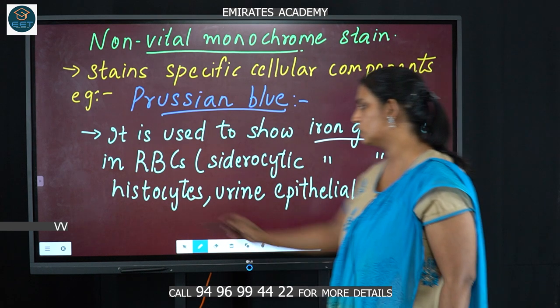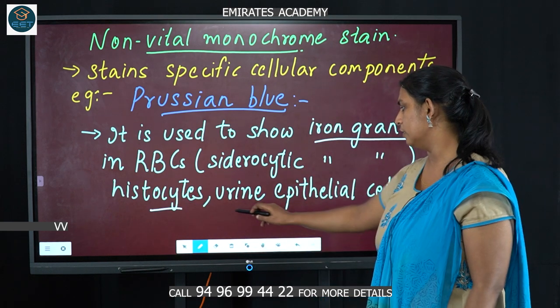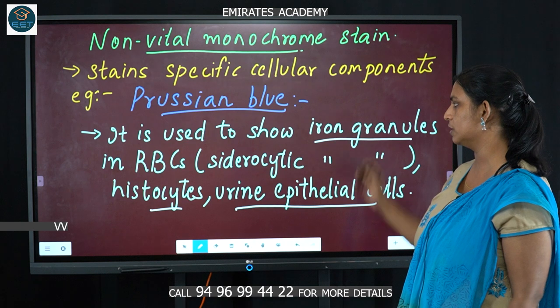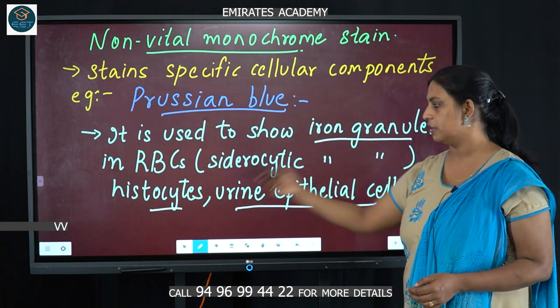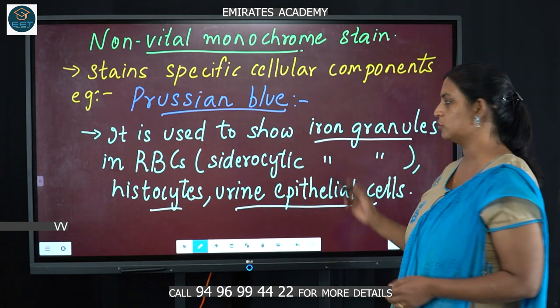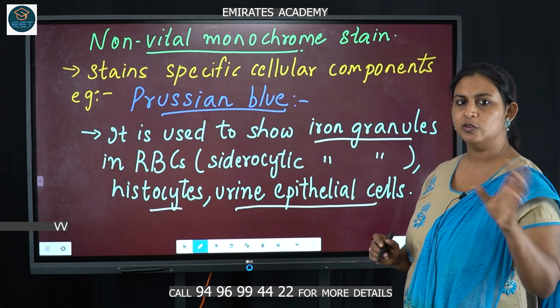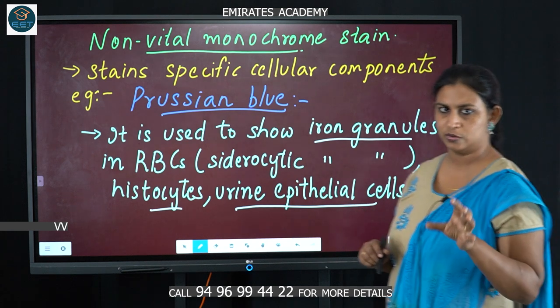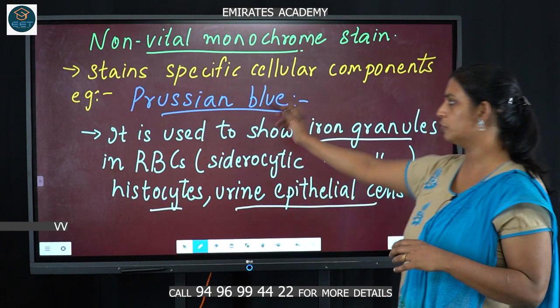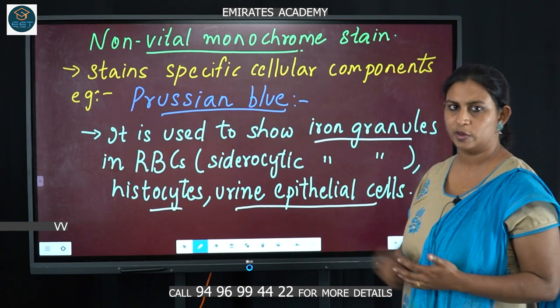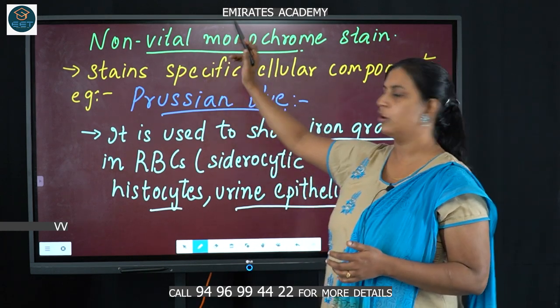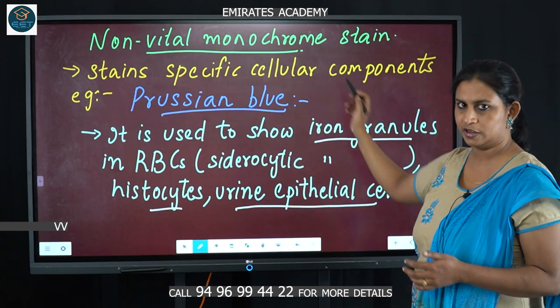It can also be used to stain histiocytes and urine epithelial cells. So we are able to see iron granules in RBCs, in histiocytes, and in urine epithelial cells. We're mainly checking for iron granules in these kinds of cells, and for that purpose we use Prussian blue, an example of a non-vital monochrome stain.